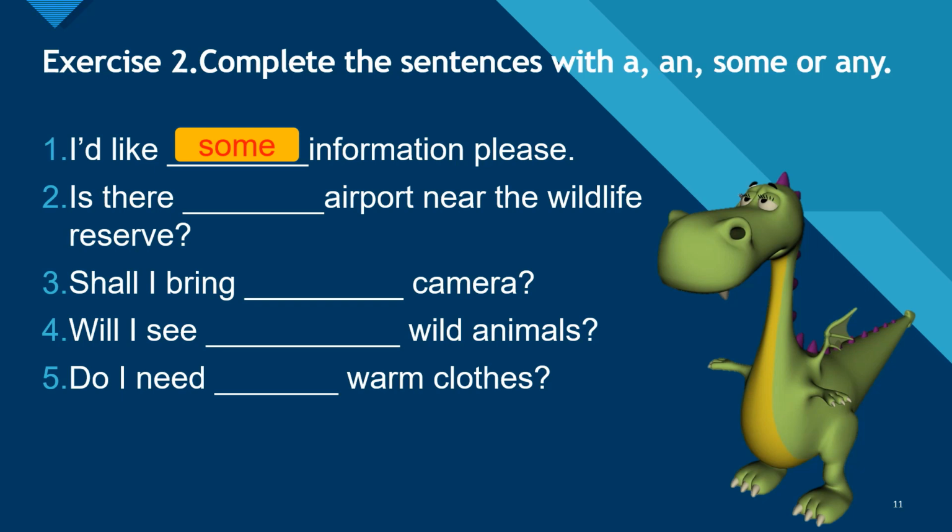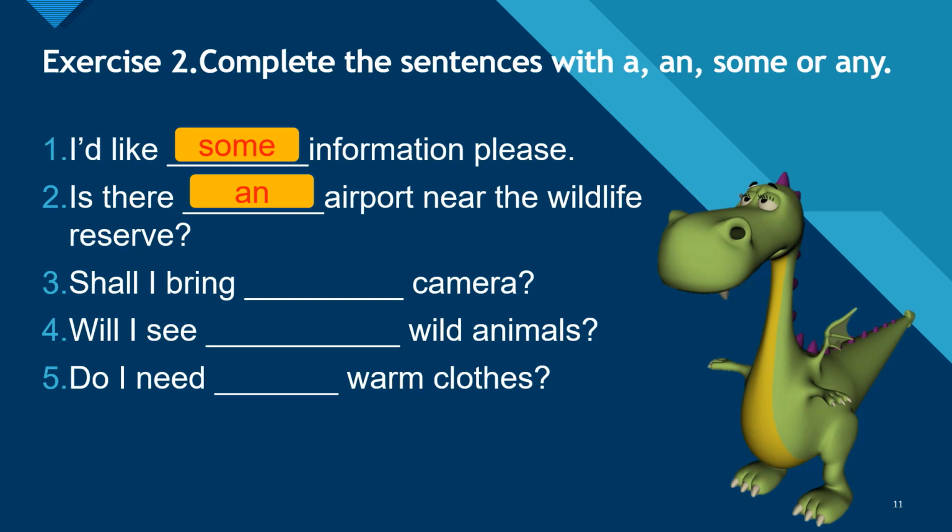So we have two choices, A or AN. So let's see, is it A or AN? We need to identify the first letter in airport. So it is A, and A is a vowel. So for words that start with a vowel, we use the article AN. So the answer is AN.